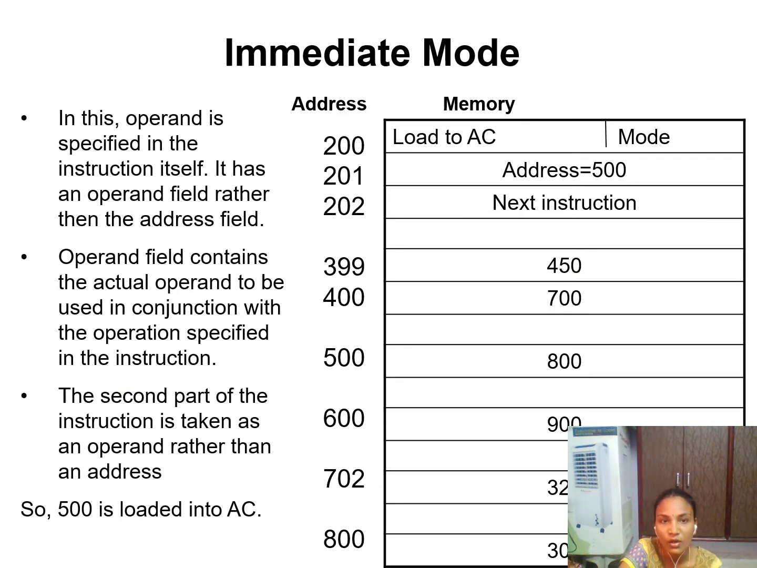Immediate mode. In this, the operand is specified in the instruction itself. It has an operand field rather than the address field. The operand field contains the actual operand to be used in conjunction with the operation specified in the instruction. The second part of the instruction is taken as an operand rather than an address. So 500 is loaded into AC. In this immediate mode, the instruction place is replaced by the operand. There is no need of an effective address or address. Directly this 500 is the required operand.